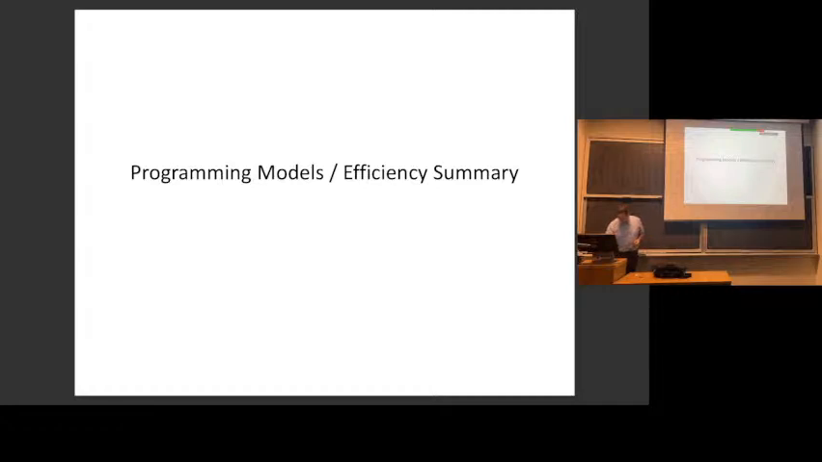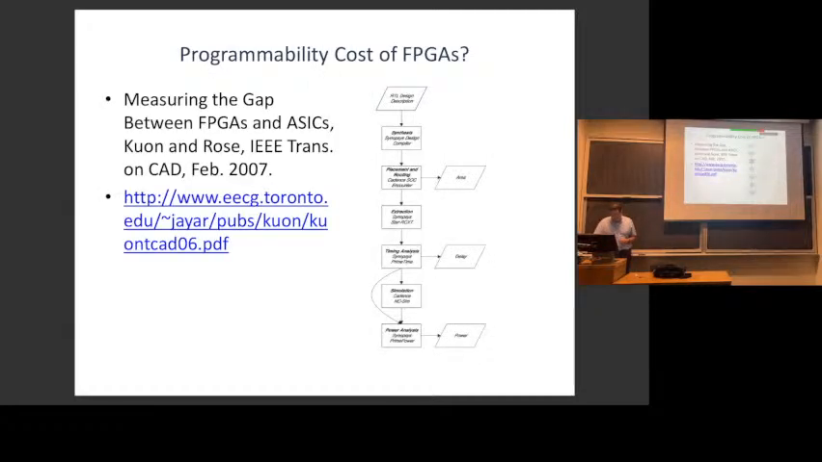So, okay, let me spend the last few minutes starting on the next thing. Summary of efficiency of these programming models. This is an interesting paper that tried to figure out what the programmability cost of an FPGA is. An ASIC makes gates and wires, and an FPGA makes lookup tables and programmable routing. What's the cost of that?